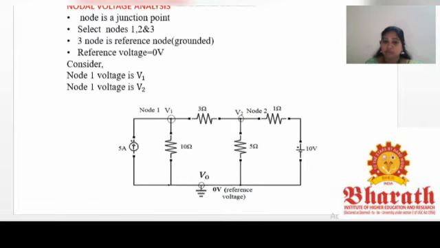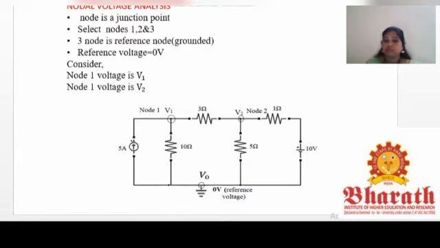See here, I marked the nodes. This is the given circuit. In this I am taking node 1, and I am taking this voltage as V1. In the same way, I am taking this as node 2, and node 2 voltage is V2. So only two node voltages are given, V1 and V2. Apart from this, I am taking the third node, the reference node, and the voltage across this reference node is 0.